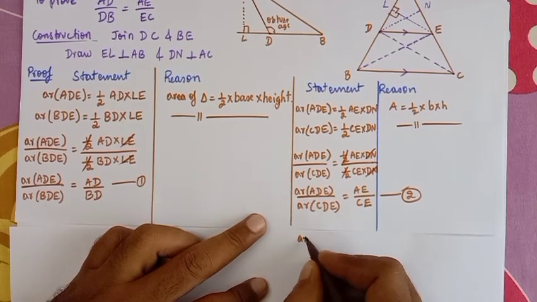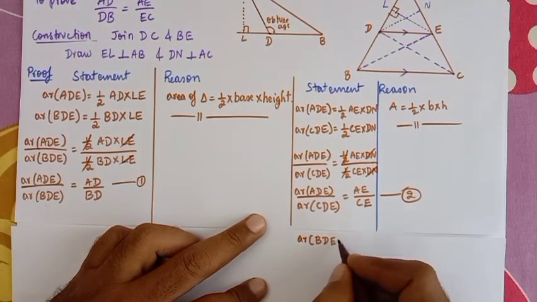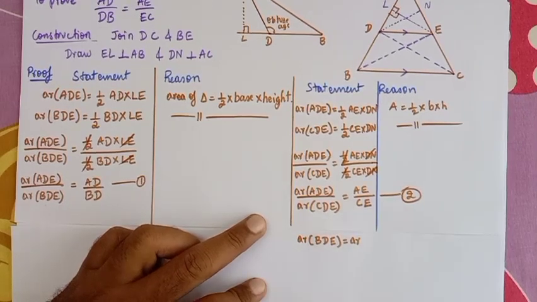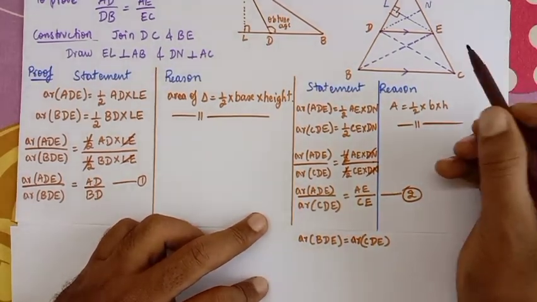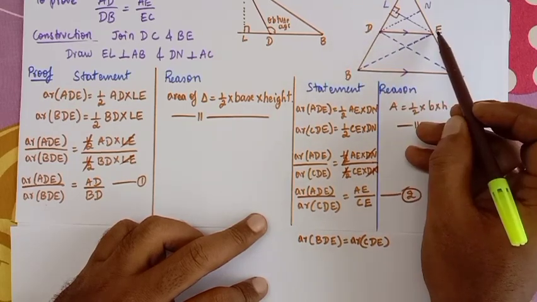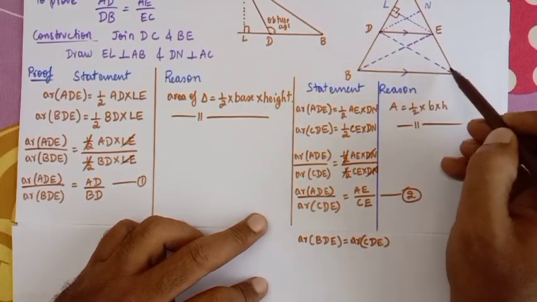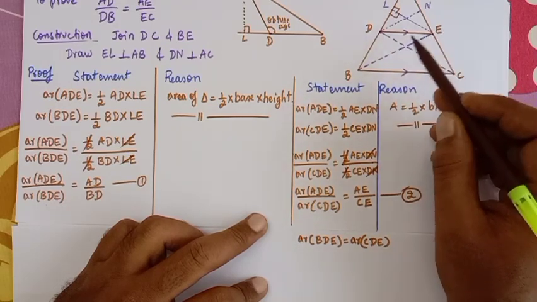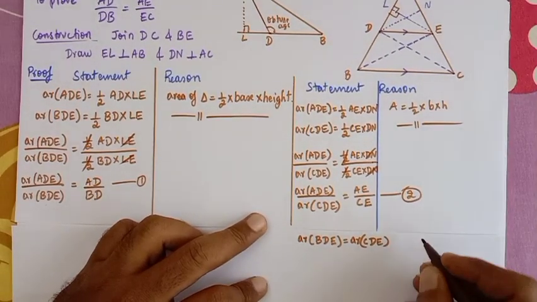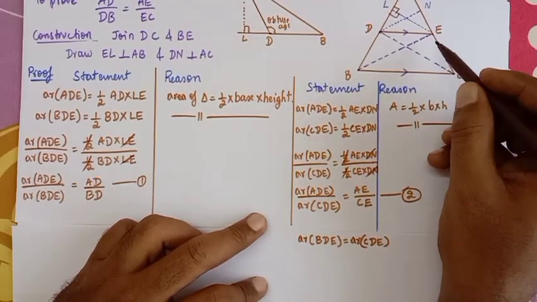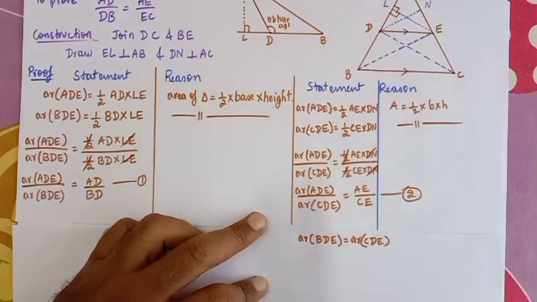Here area of BDE is equal to area of CDE. You should understand here, area of BDE is equal to area of CDE, that is CED. BDE and CDE triangles have equal area. What is the reason for this? These are triangles on the same base DE and between the same parallels DE and BC.